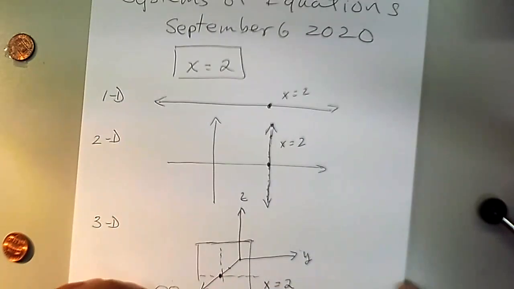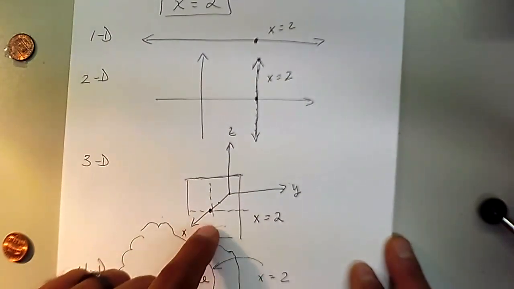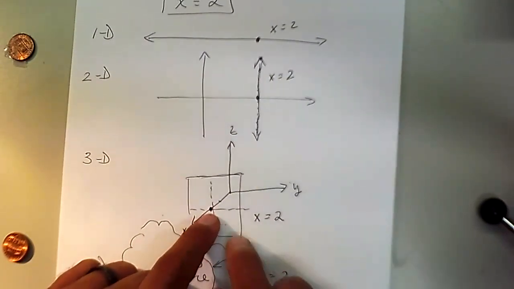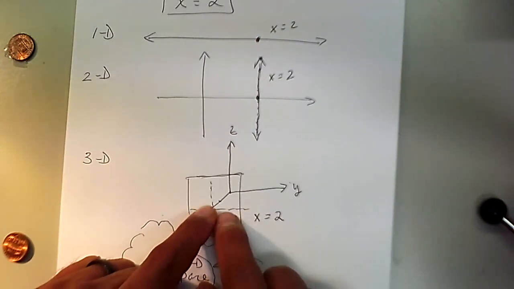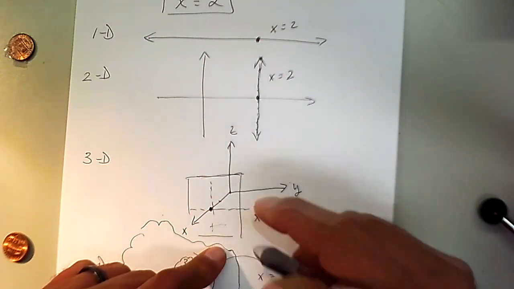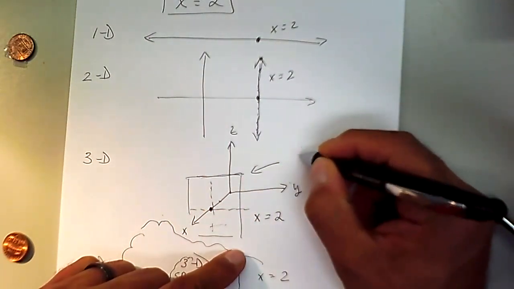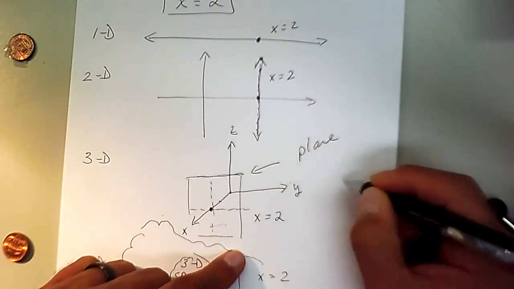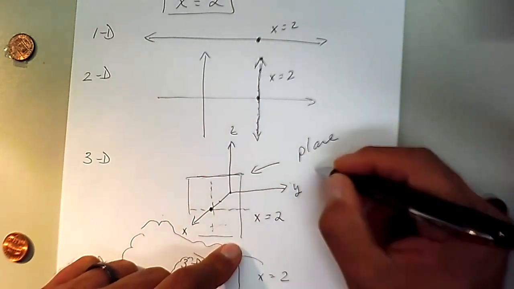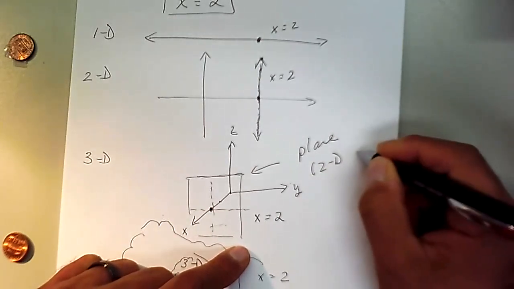Oh, something else about notation or about naming things. So this is properly a plane. A plane has properly 2 dimensions. Okay, so this x equals 2 is a plane. So this is a plane, and more specifically, a 2D plane, 2-dimensional plane.